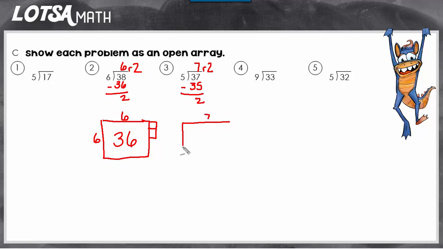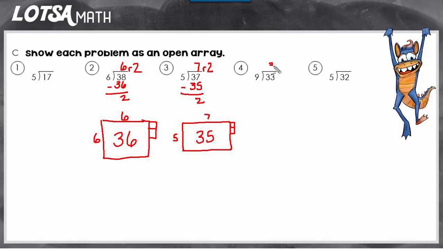7, 5, and a 7 and 5 array would make 35, and we have the 2 remainders just tacked right on. So this array represents 37 divided by 5 equals 7, remainder 2. So let's look at number 4. All right, I'm going to solve it first.